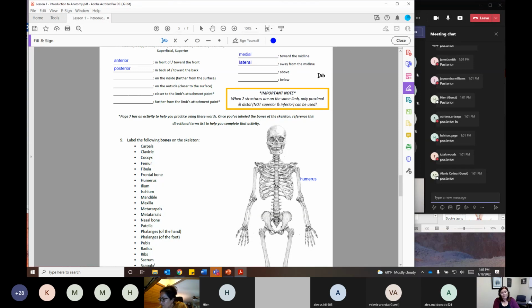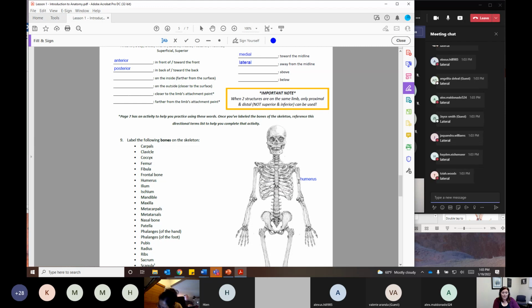Medial and lateral. So when I'm saying the humerus is blank to the sternum, would I say that the humerus is medial or lateral compared to the sternum? Is the humerus medial or lateral? Exactly. Yeah, several of us chiming in. The humerus is lateral to the sternum, or vice versa, right? We could say that the sternum is medial to the humerus.